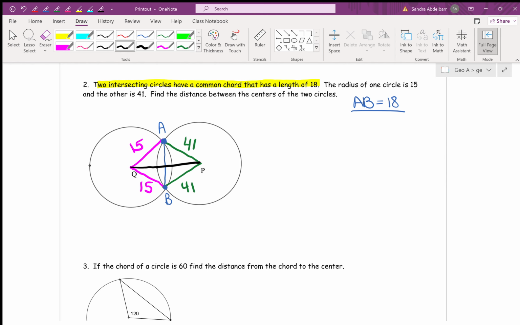So what you need to remember is that in a kite, the diagonals are perpendicular and the long diagonal QP will bisect the short diagonal AB. So when it says that AB, or that common chord, is 18, I'm now splitting it into 9 and 9. And then I got some triples going on here. We got 9, something, 41. What's that missing side altogether?